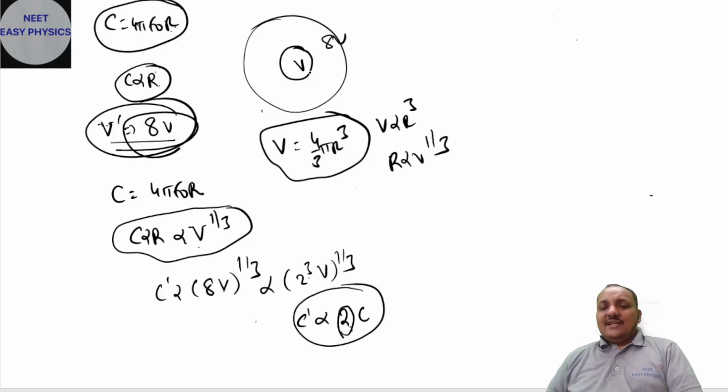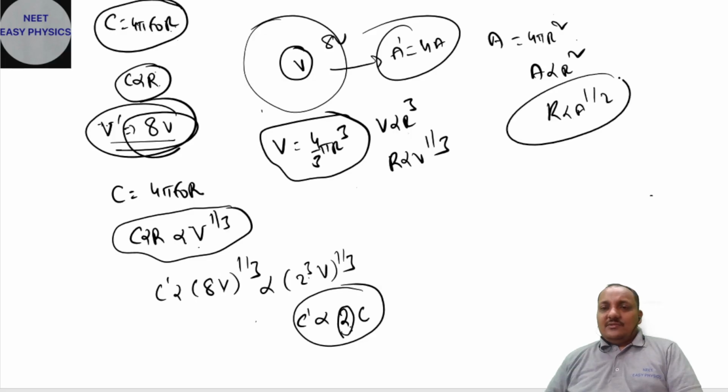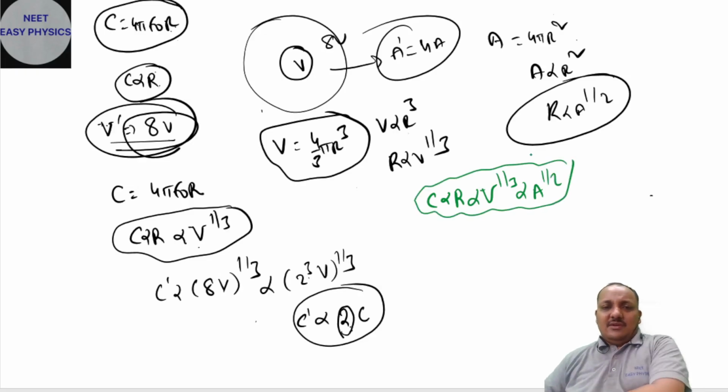Now they will give surface area increases. Surface area increases 4 times, they will give. A dash is going to be 4 here. Now again you want the relation between radius and surface area. What is the surface area? A is equal to 4 pi R square. A is directly proportional to R square. Now R is directly proportional to A power 1 by 2. So one formula you have to remember relating all: capacitance is directly proportional to R, is directly proportional to volume power 1 by 3, is directly proportional to area power 1 by 2. So you have to remember this.